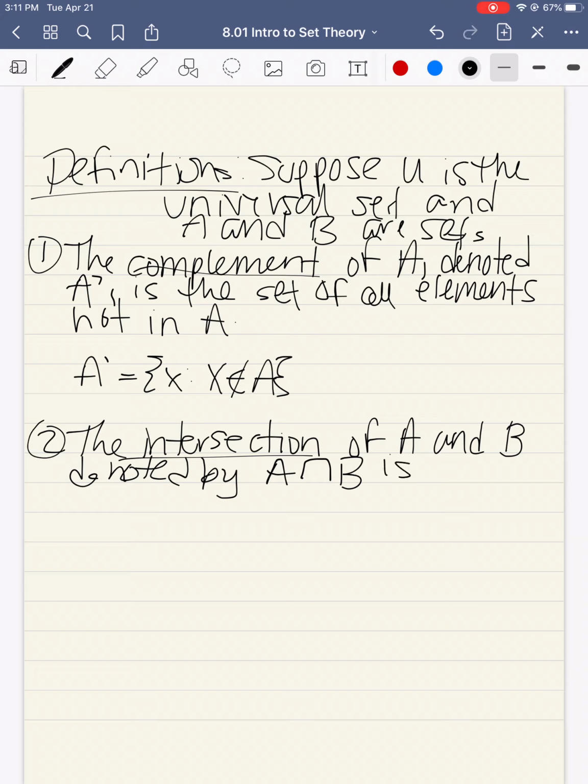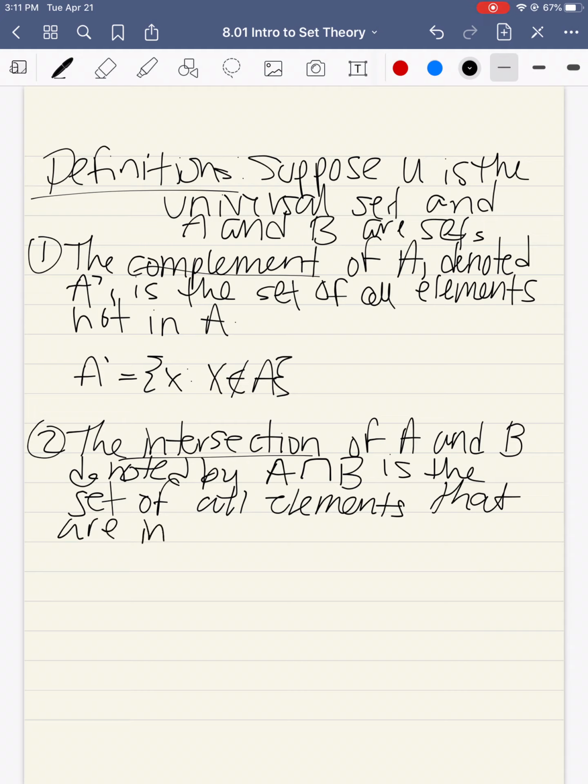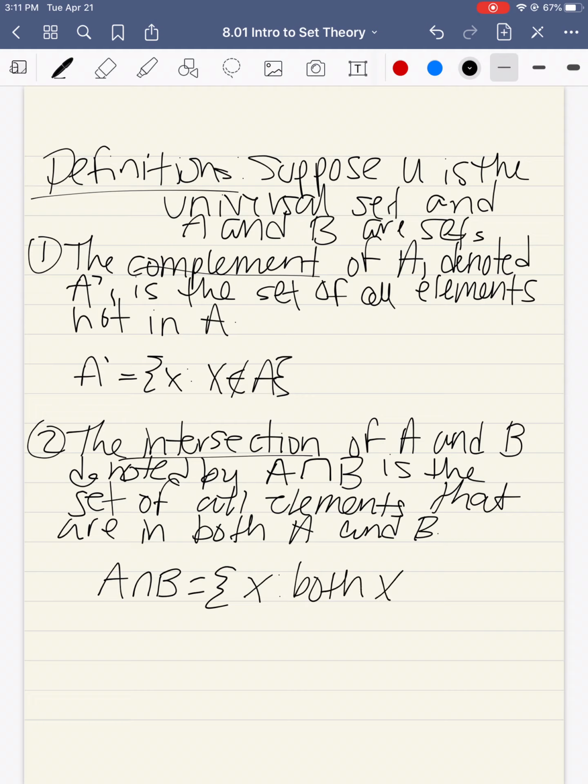So this is the set of all elements that are in both A and B. Essentially here, if we have A intersect B, we have X such that both X is in A and X is in B.